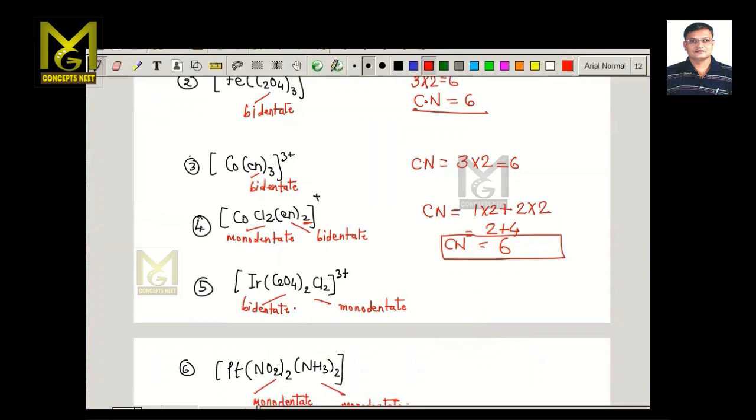If you look at this example, we have this ligand as a bidentate ligand and chlorine as a monodentate ligand. Similarly, the coordination number in this complex is 2 into 2, because the number of ligands is 2 and it is bidentate, plus, this is a monodentate ligand, so 1 into 2. That will come out to be 4 plus 2, equal to 6. So the coordination number in this case is 6.